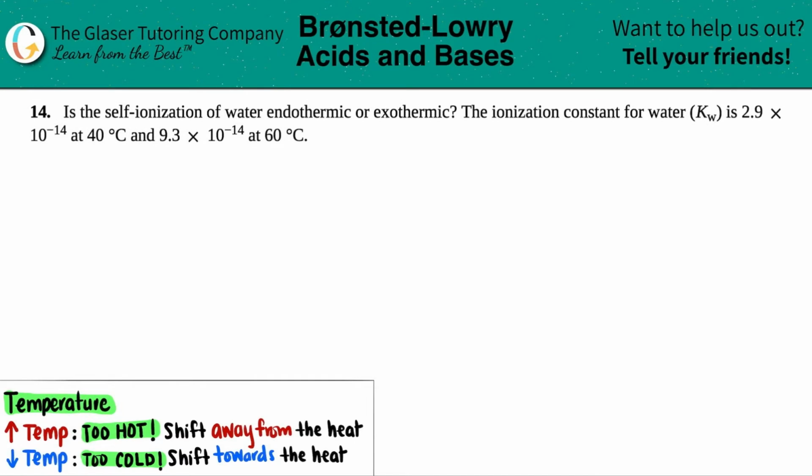Number 14, is the self-ionization of water endothermic or exothermic? The ionization constant for water, Kw, is 2.9 times 10 to the negative 14th at 40 degrees Celsius, and then it's 9.3 times 10 to the negative 14th at 60 degrees Celsius. Okie dokie. So, we're talking about ionization of a certain molecule, right? And they give me Kw values.